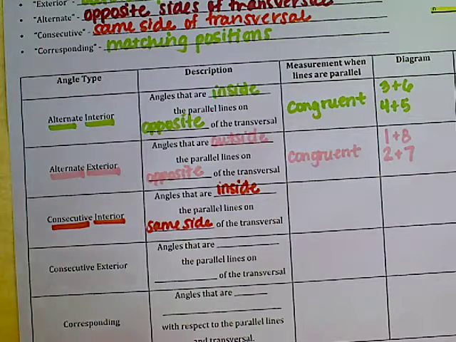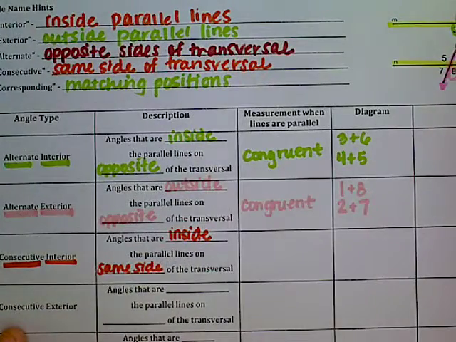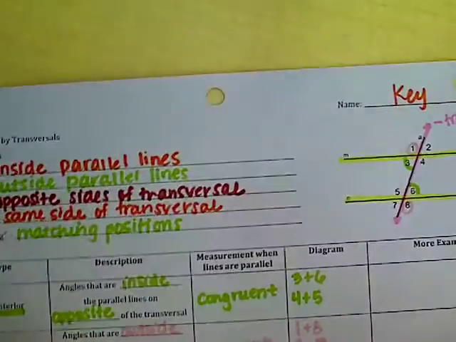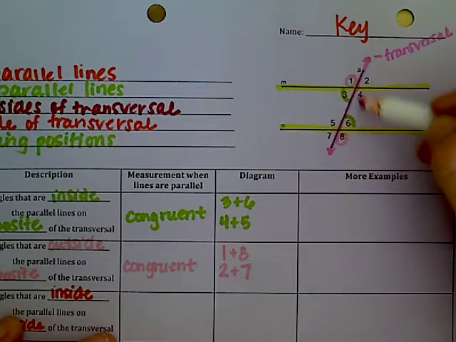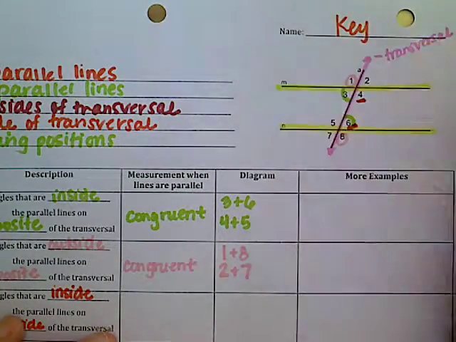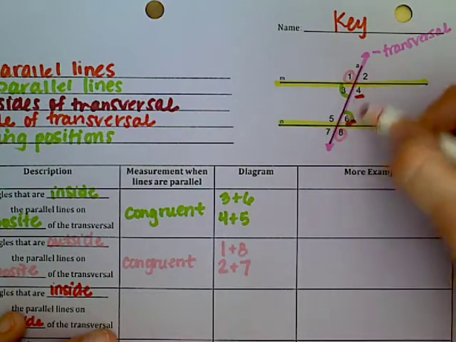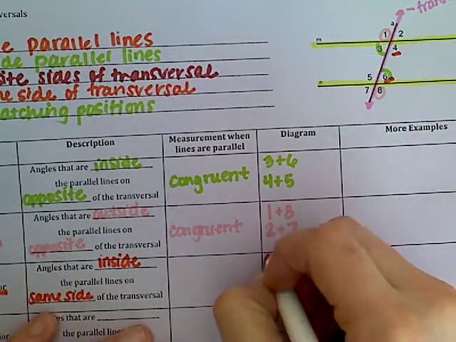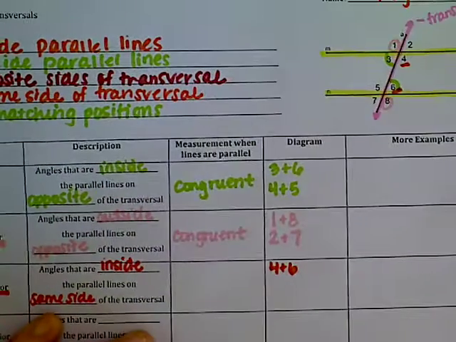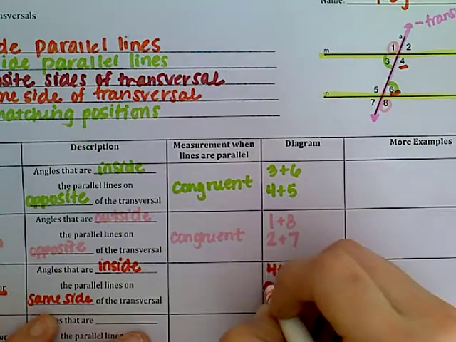So consecutive interior are inside the parallel lines. So we're looking anywhere in here, but on the same side of the transversal. So anywhere in between these yellow lines, inside, but on the same side. So that would be like 4 and 6. They're inside the yellow lines on the same side of that transversal. So 4 and 6 would be one pair you can write. The other pair, hopefully you can see, would be 3 and 5.